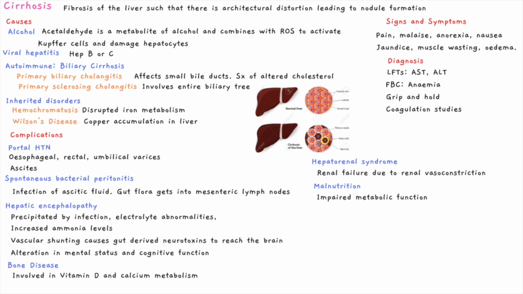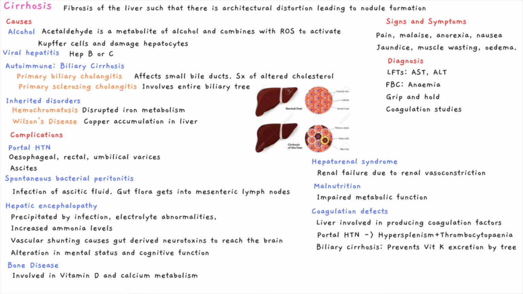Hepatorenal syndrome may result as renal vasoconstriction causes renal failure. Finally, bone disease and malnutrition are possible complications. And finally, there can be coagulation defects. As the liver helps produce coagulation factors, portal hypertension can also cause thrombocytopenia and hypersplenism. If there's biliary cirrhosis, vitamin K cannot be absorbed because bile cannot be excluded from the biliary tree.